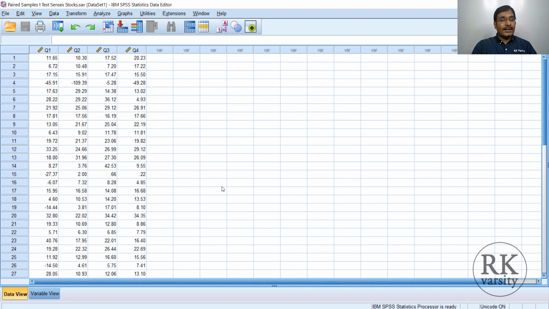Now we are interested to know whether there is any relationship between the net profit margins earned by a company during quarter 1 and quarter 4. You can make other comparisons also, like whether the mean net profit margin of quarter 1 and quarter 2 are the same, or quarter 2 and quarter 3, or quarter 3 and quarter 4. But as we are running a paired sample t-test, at any point of time you can take only 2. So for now I want to run the relationship between Q1 and Q4.